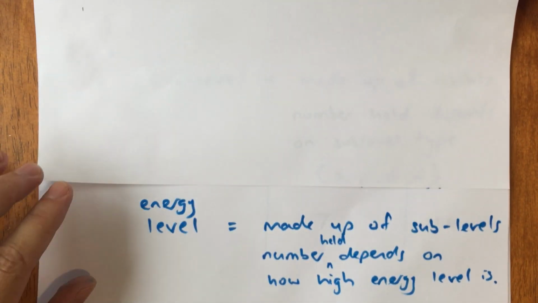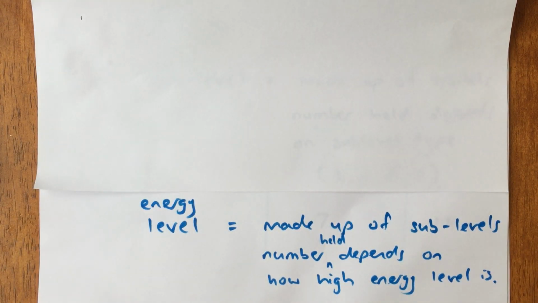First of all, we're starting at the bottom of the page here. What we've typically dealt with in the past are what we call the main energy levels. So we would say the first main energy level holds 2, the second holds 8, the third holds 8, etc. What we're adding on now is that the energy levels are made up of sub-levels. The number of sub-levels each energy level can hold depends on how high the energy level is. I'll explain more on that later.